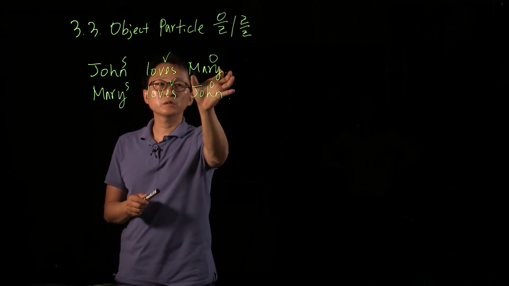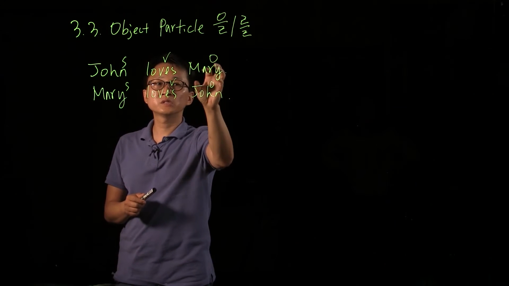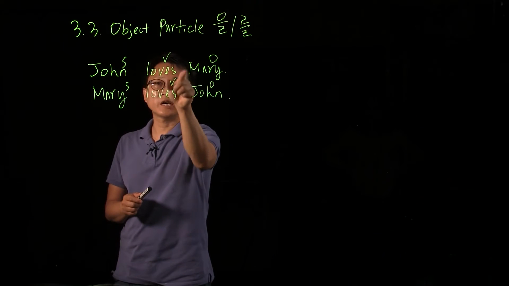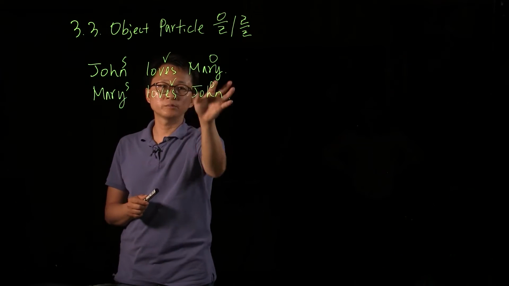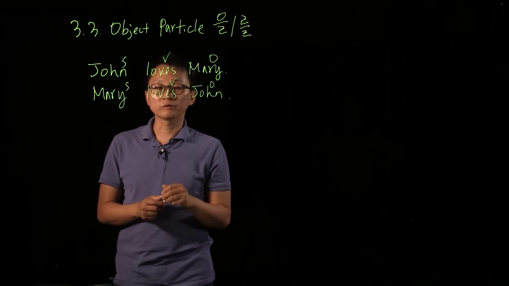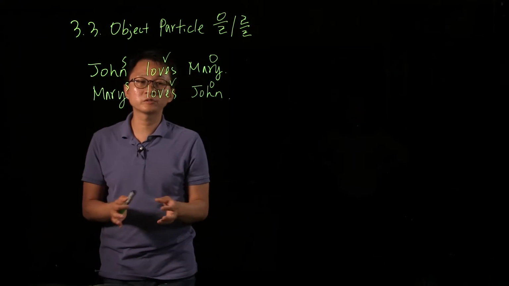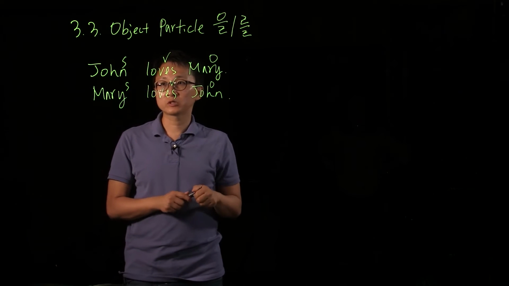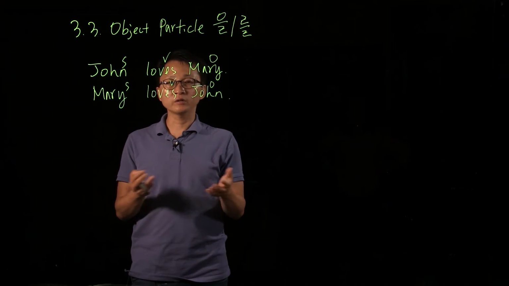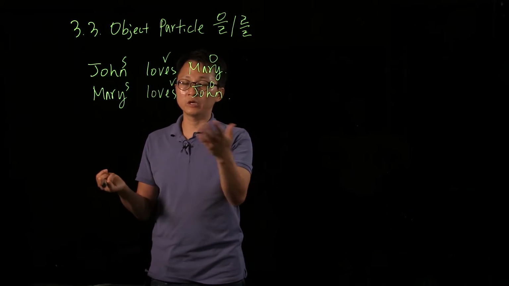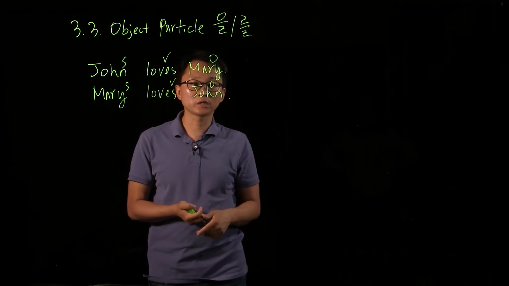Object is something, someone who receives this action. So Mary receives this action from John. So John loves Mary, and in this case, Mary receives this action. So some verbs, not all verbs, require grammatical object. If you just say John loves, then you may be curious. John loves who? It's not a complete sentence.